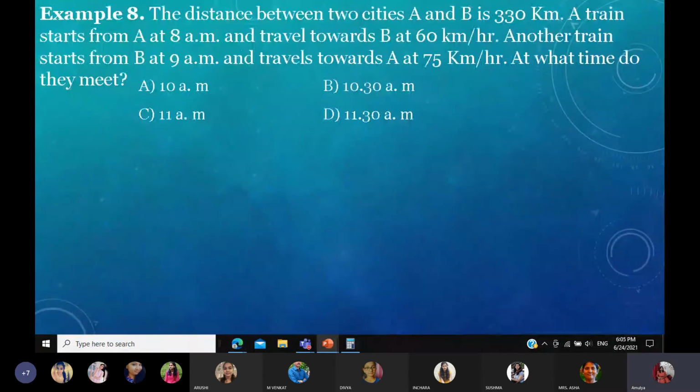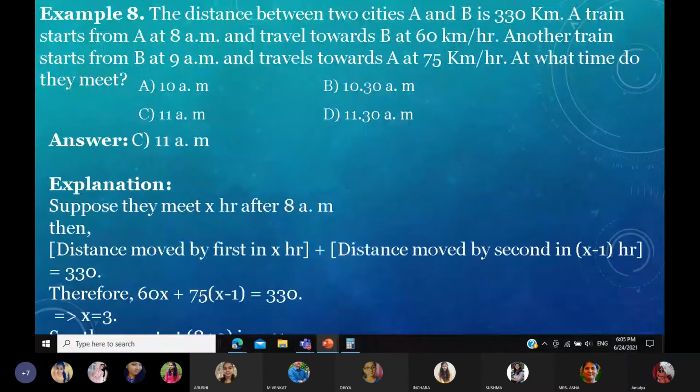Next, the distance between two cities A and B is 330 km. A train starts from A at 8 a.m. and travels towards B at 60 km per hour. And another train starts from B at 9 a.m. and travels towards A at 75 km per hour. What time do they meet? Answer 11 a.m., where X are after 18 minutes.